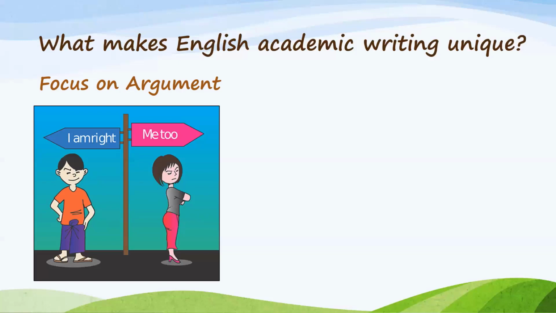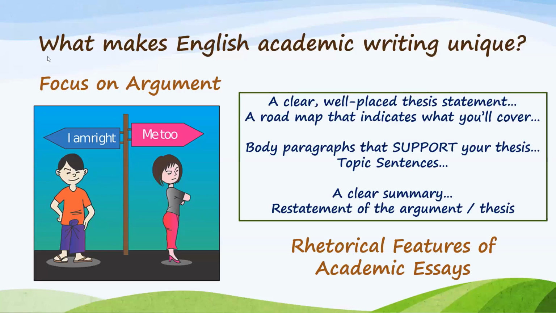So all of this finds its way into the rhetorical features of academic writing. And here we've got a clear, well-placed thesis statement, a roadmap that indicates what you're going to cover. By a roadmap, I mean essentially, what are the big points that you're going to cover in the body of your essay? And our well-placed thesis statement should be at the end of our introduction. Our body paragraphs are going to support our thesis, and each body paragraph should have a topic sentence.